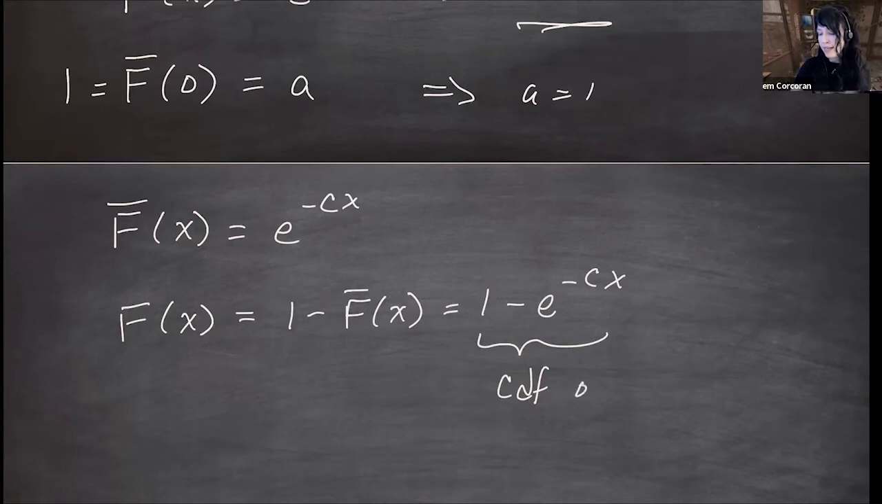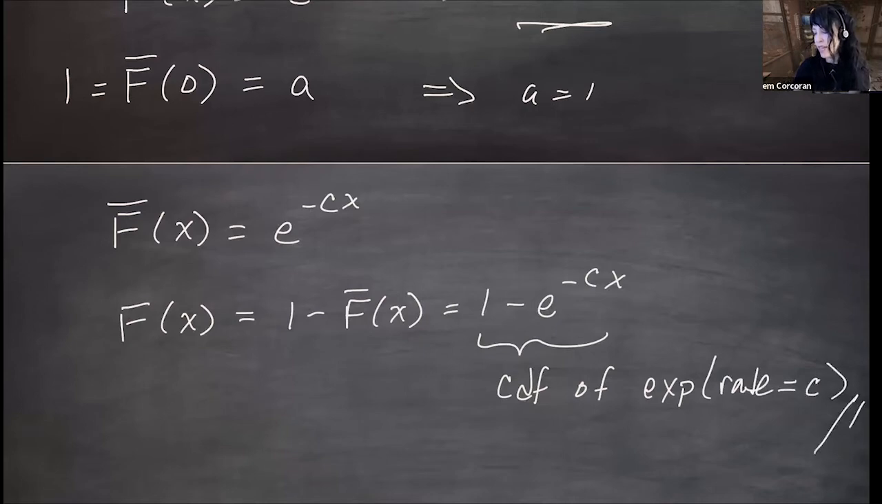But this is the CDF of the exponential with rate C, which finishes the claim that if we start with the lack of memory property for a continuous random variable, then we necessarily have an exponential distribution, unless the random variable can take on negative values, but then it's still going to be kind of exponential, shifted or flipped or something.